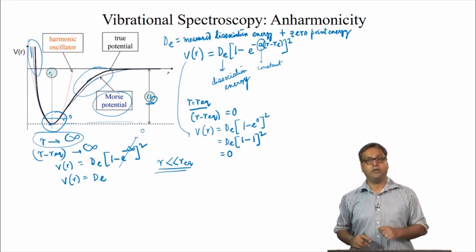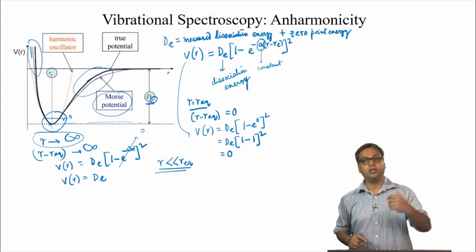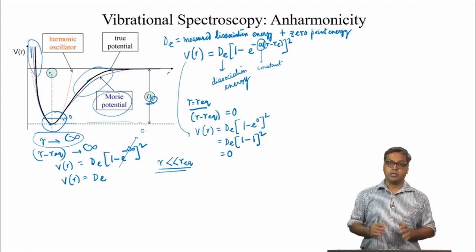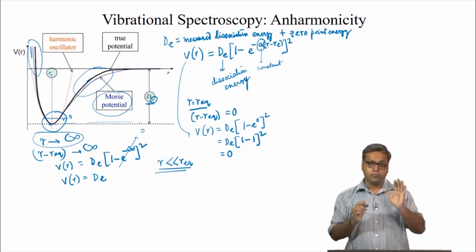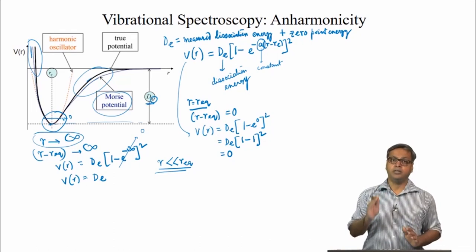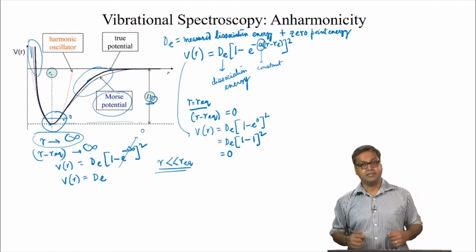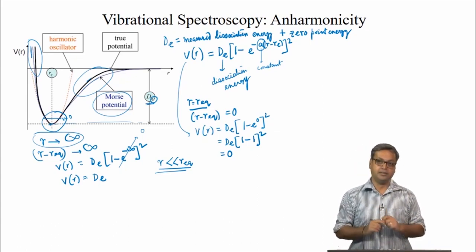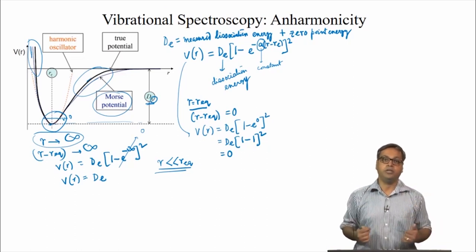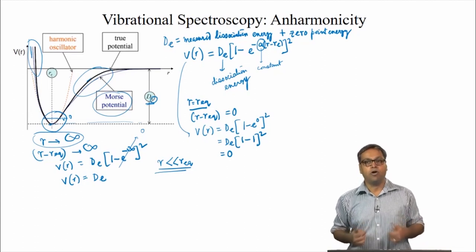This a is a property of the molecule and changes from molecule to molecule. As a gets bigger, the potential gets steeper at both large and small internuclear distances. In essence, a is a fitting parameter, so there is no significant theory which underpins what it should be. It is an empirical value obtained from observation. If the potential energy form of the Morse potential is used in the Schrodinger equation instead of half k x square, an analytical solution can be obtained.